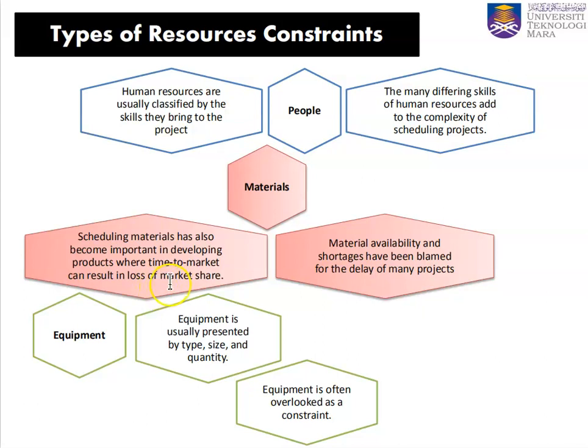Another resource constraint is equipment. The equipment is usually presented by type, size, and quantity. Sometimes people don't look into equipment as resources, and this is very problematic. We should look into equipment as part of the resources that can become a constraint in our project. If, let's say, we don't have enough equipment to do parallel activities at the same time, if we have a parallel network diagram, this will become a resource constraint.